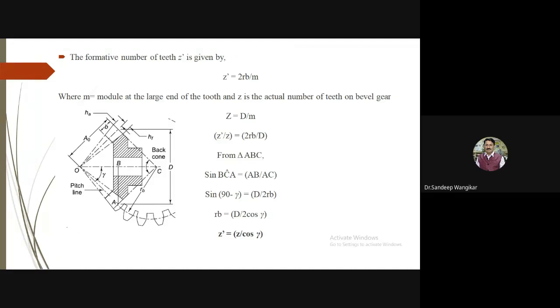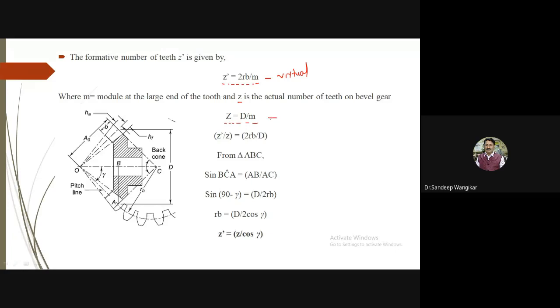Therefore, it is mentioned here that Z dash is equal to twice RB, which is nothing but D by M. D is the pitch circle diameter at the larger end of the imaginary spur gear, given by twice RB, where M stands for the module. Now let us assume that Z is the actual number of teeth. Then we can write Z is equal to D by M. This is the formula we have written in the plane for virtual.